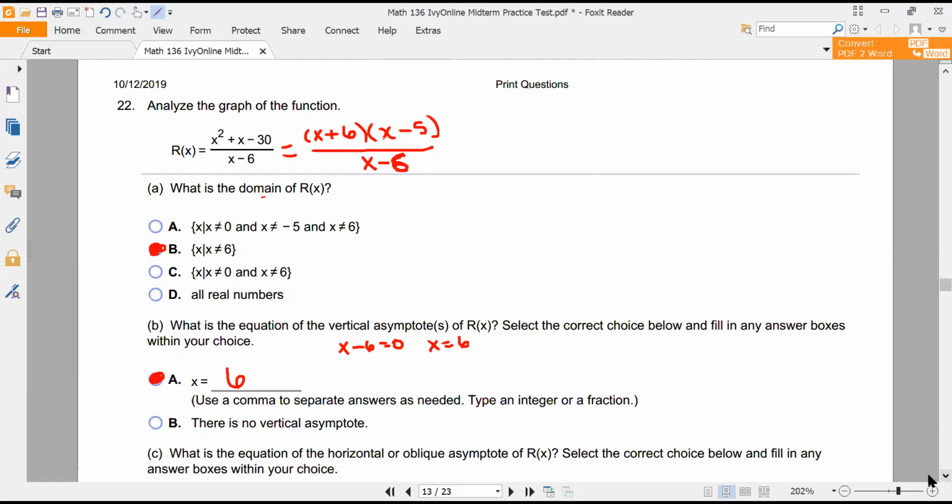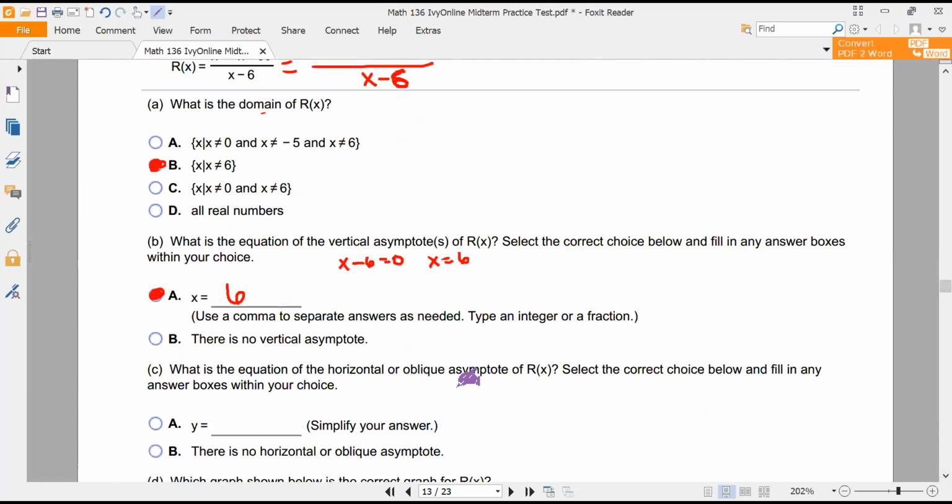Horizontal or oblique have to do with our degrees. I'm going to rewrite the equation. And usually when I do horizontal or oblique, I look at the original, unless something cancels out, then I would look at the reduced function. But nothing in ours canceled out so far. So x squared plus x minus 30 was the original, and we're trying to divide that by x minus 6.